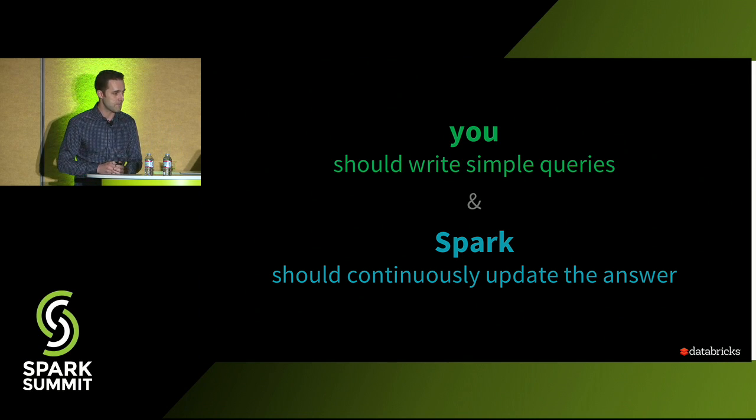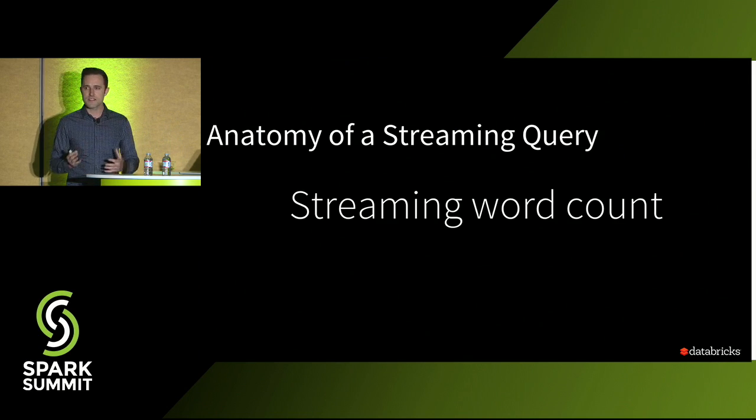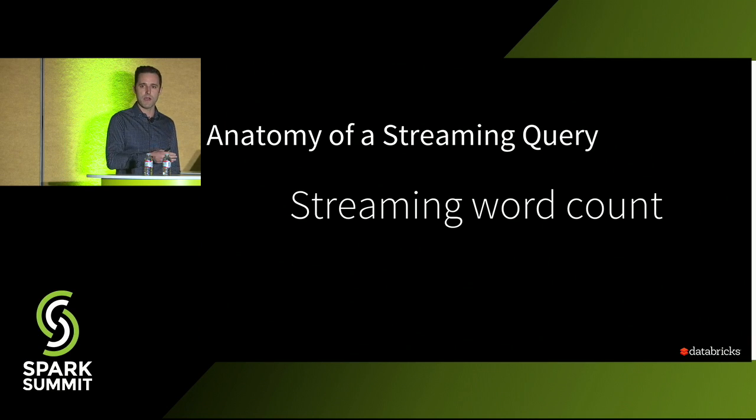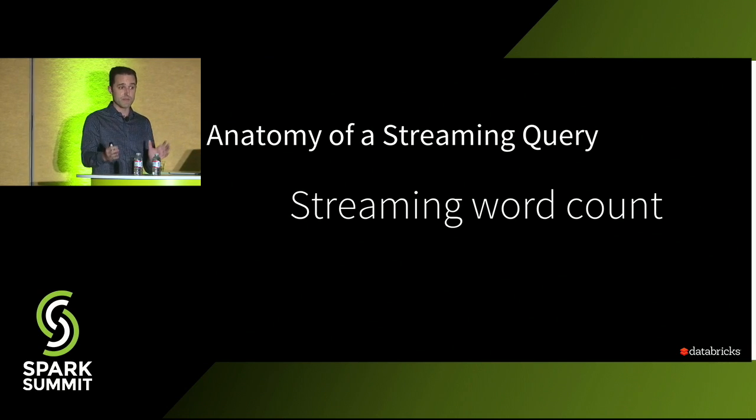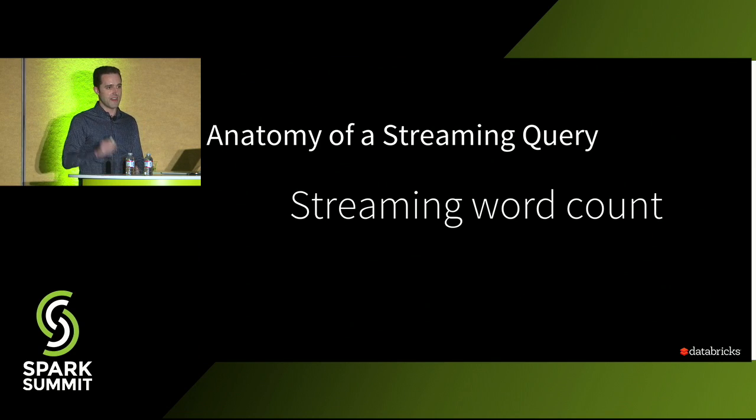So to make this a little more concrete, I want to talk about one specific use case, a relatively simple one, which is streaming word count. And I want to walk you through the different parts of creating a streaming query that would answer this. At a high level, this is pretty simple. I have a Kafka topic, and it just has words in it. And what I want the output to be is group by word and count.